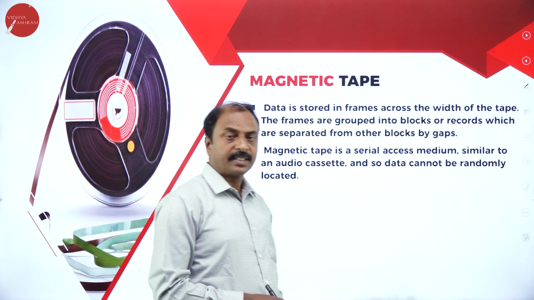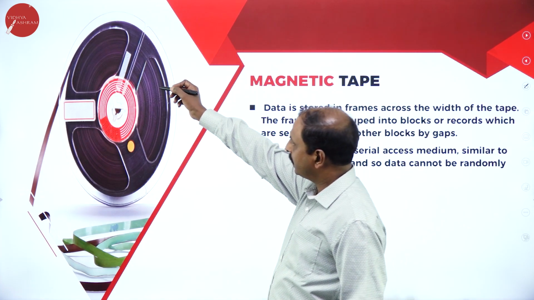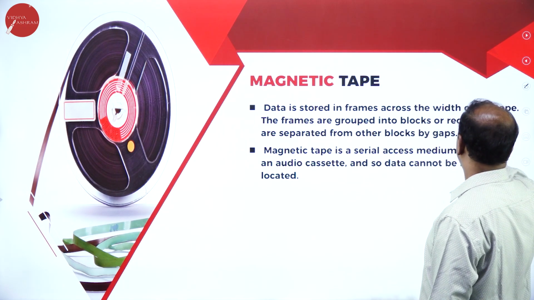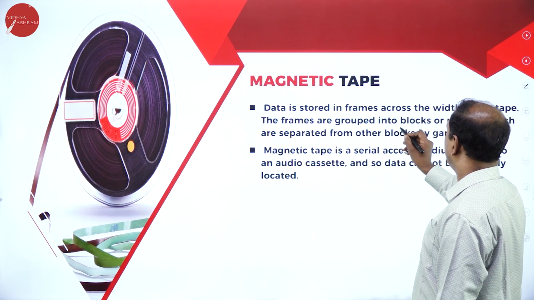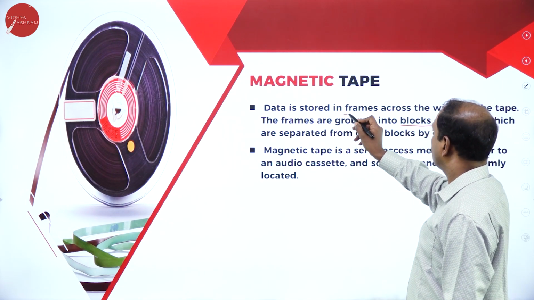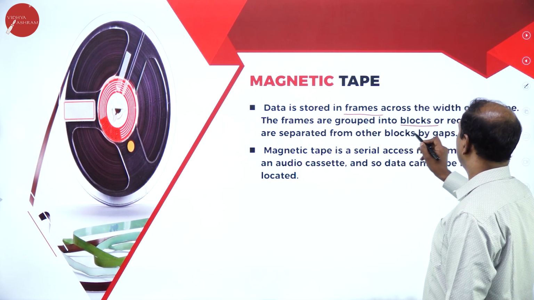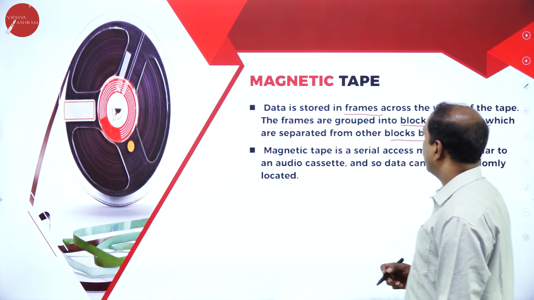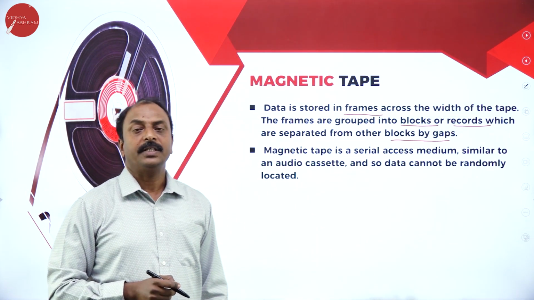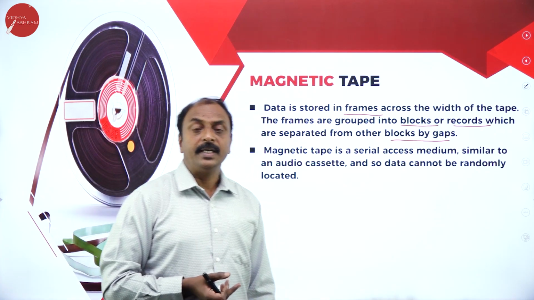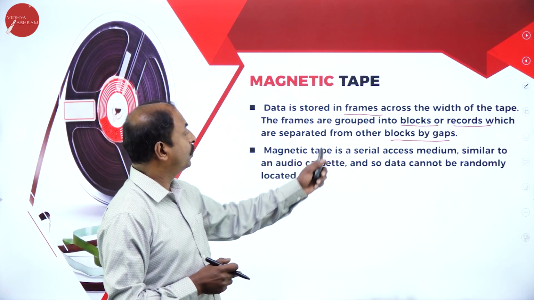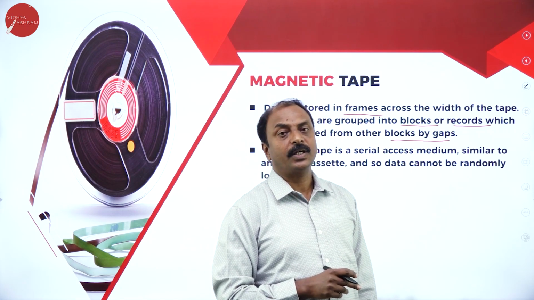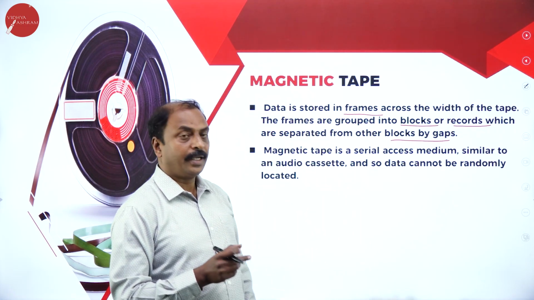Now let us see the next slide. Here is another image of magnetic tape, and data is stored in frames across the width of the tape. The frames are grouped into blocks. Here data is stored in the form of frames, and these frames are divided into a number of blocks or records, which are separated from other blocks by gaps. So what are frames? Frames are nothing but a group of blocks separated by a gap.